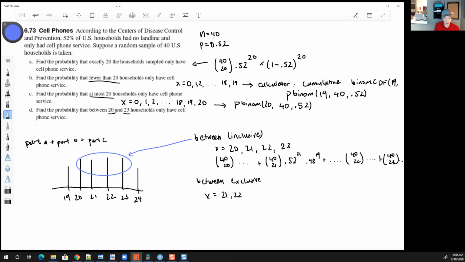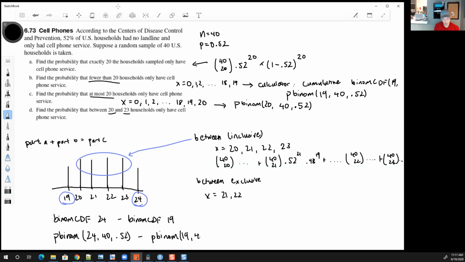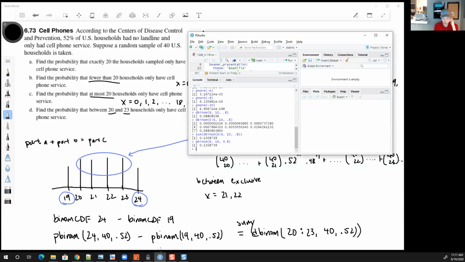All right, so to get these, we can do binomial CDF of 24 minus binomial CDF of 19. That should work. So I can do P binomial 24, 40.52 minus P binomial 19, 40.52. This should equal the same as the sum of the binomial from 20 through 23, 40.52. These should equal each other. We'll try it out real quick.